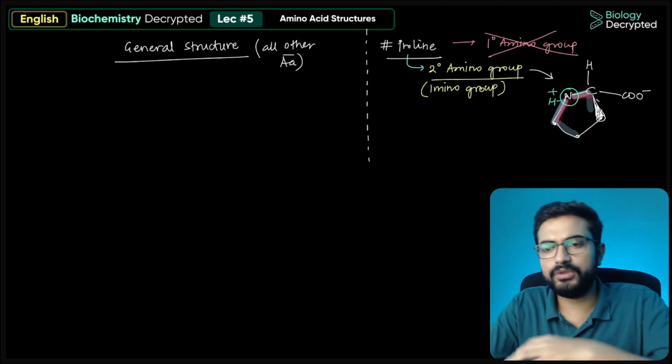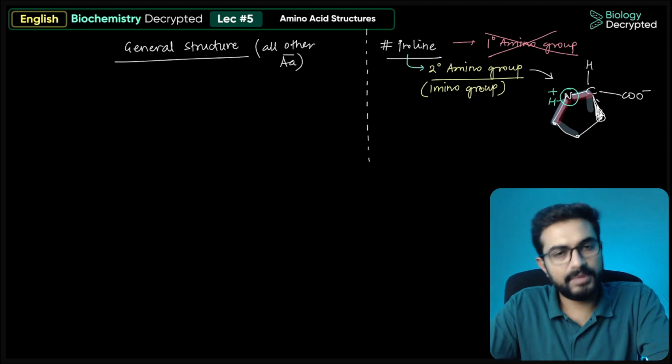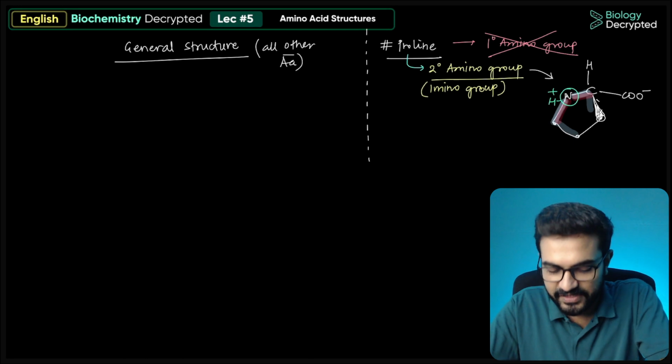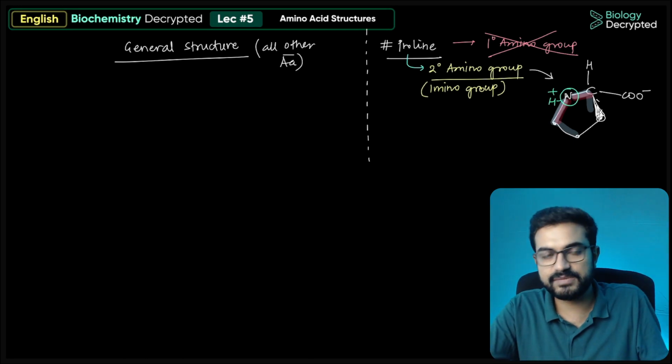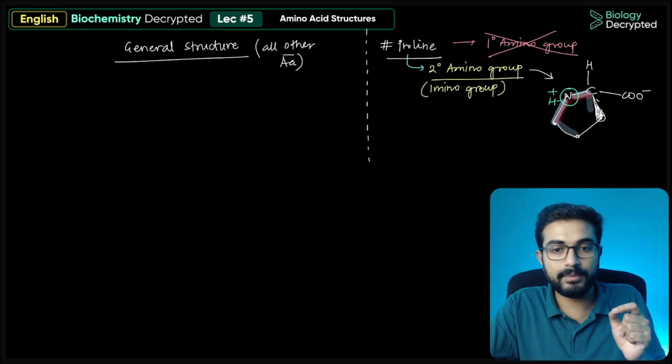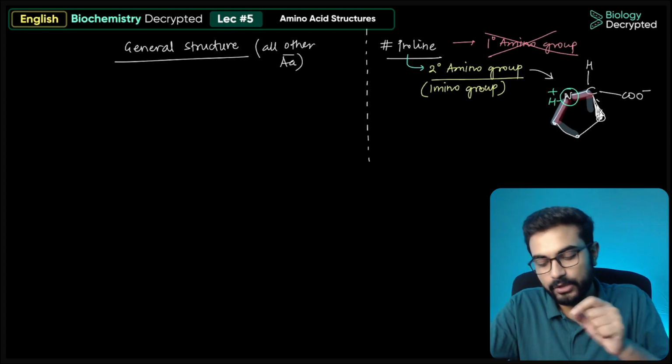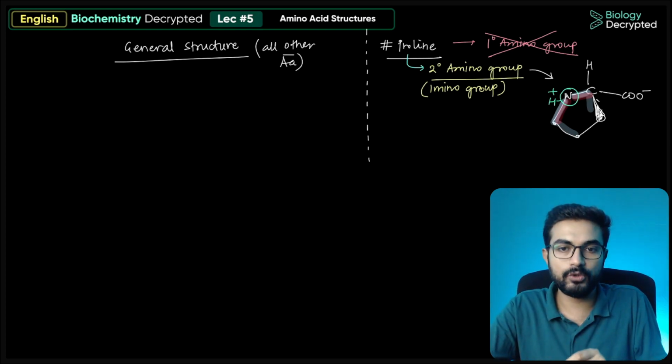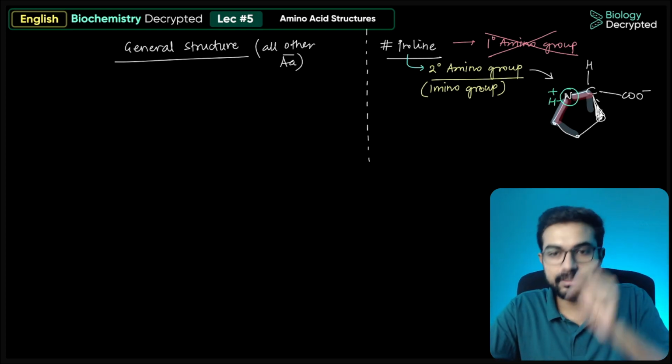We'll be talking about each of the structures one by one, but as of now you should remember that proline is fundamentally different from all other amino acids, because all other amino acids have a primary amino group and not a secondary amino group, whereas proline has a secondary amino group, which is also called an imino group.